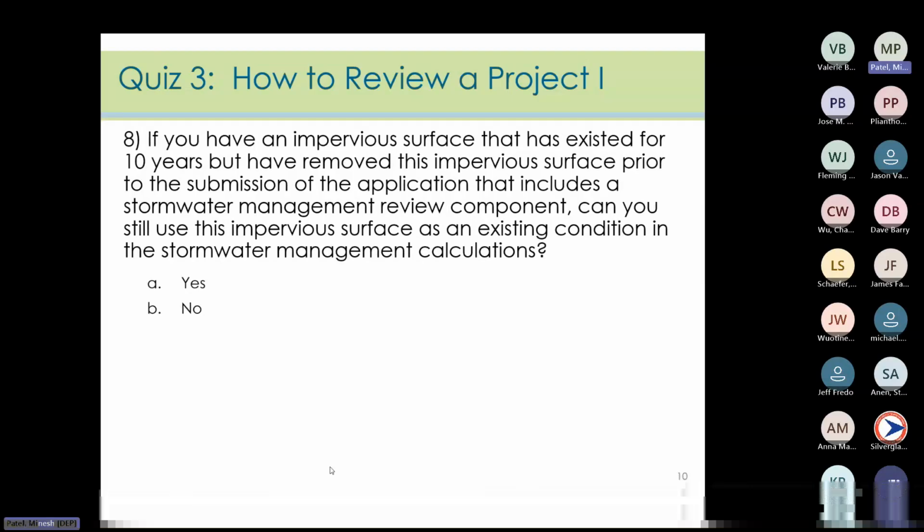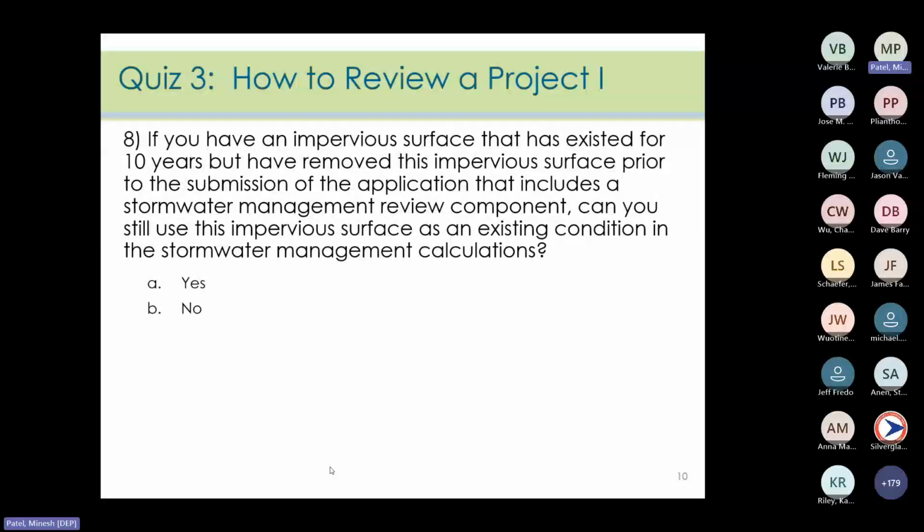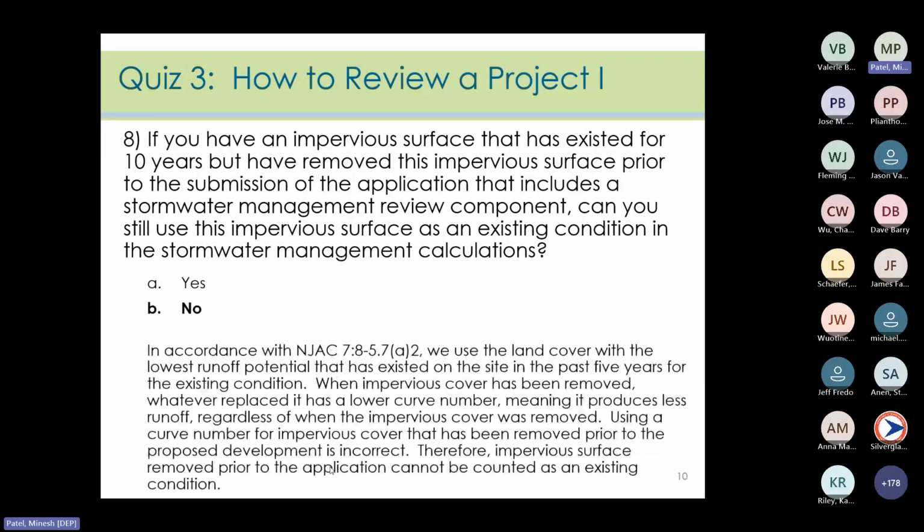Question 8, if you have an impervious surface that has existed for 10 years, but have removed this impervious surface prior to the submission of the application that includes a stormwater management review component, can you still use this impervious surface as an existing condition in the stormwater management calculations? And the answer here is B, no.